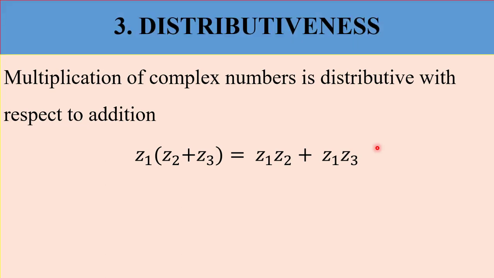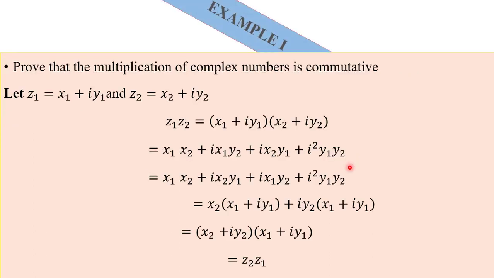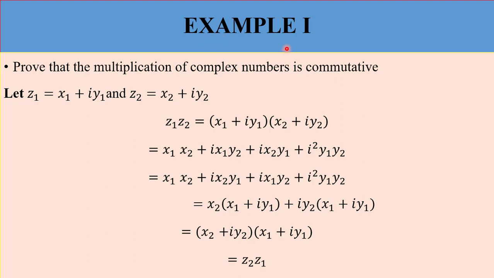The third property is distributiveness. Multiplication of complex numbers is distributive with respect to addition. That is to say, if you have complex numbers z1, z2, z3, then z1 into (z2 plus z3) is equal to z1 z2 plus z1 z3. Let's look at some examples.